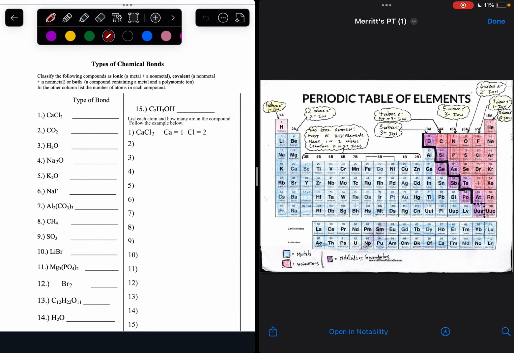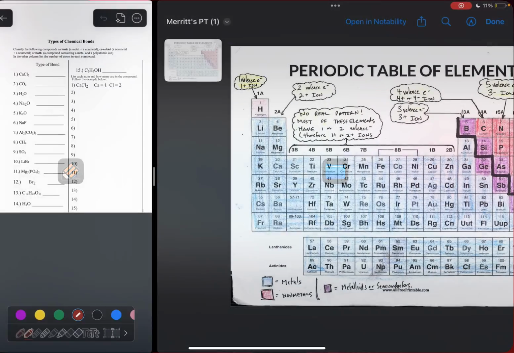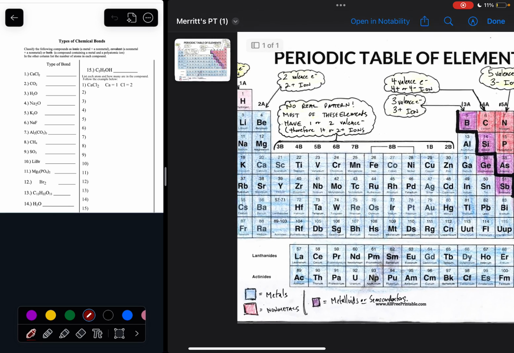All right, looking at this worksheet that's asking me to identify the types of chemical bonds. To do this worksheet, it's going to be really helpful to have out the copy of the periodic table that we colored in class, where we color-coded the metals and the nonmetals. So if you didn't add this to your periodic table yet, you might want to add the notes.